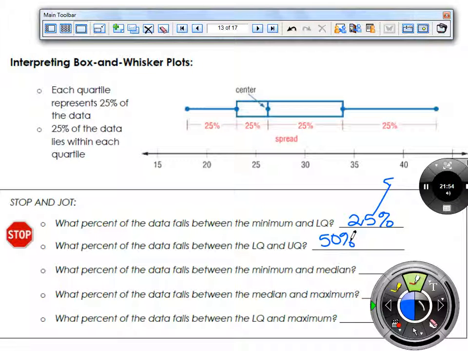What percent of the data falls between the minimum and the median? 50%. Because remember, your median is your middle marker of your data. So half the data is on one side and half the data is on the other side. Now, you might look at this and say, no, Ms. Dahl, look, the median is a lot closer to the minimum than it is to the maximum.